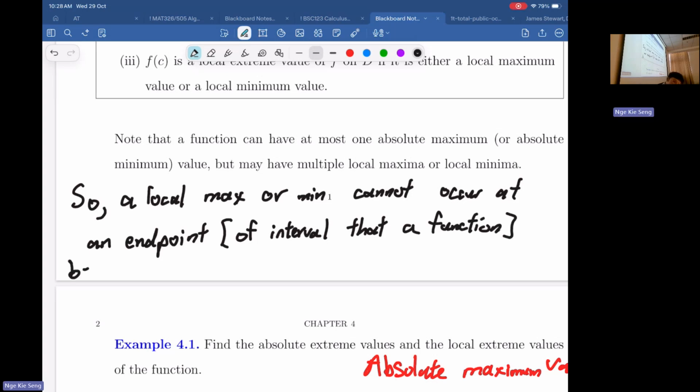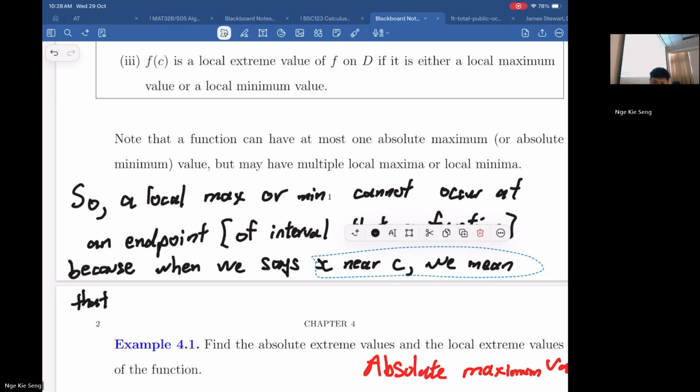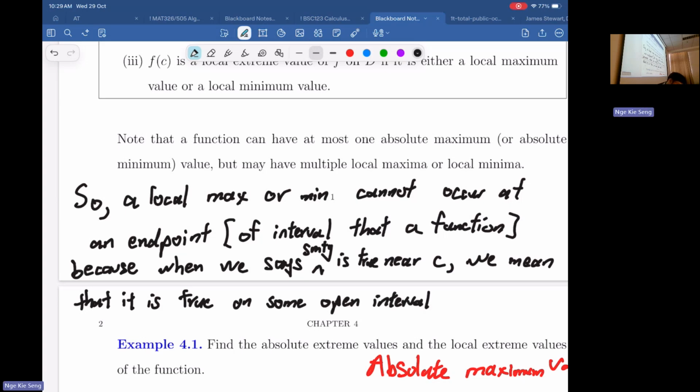Why? Because when we say something is true near C, we mean that it is true on some open interval containing C. Does it make sense?